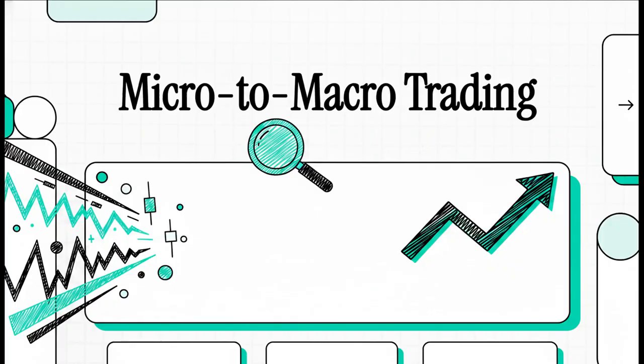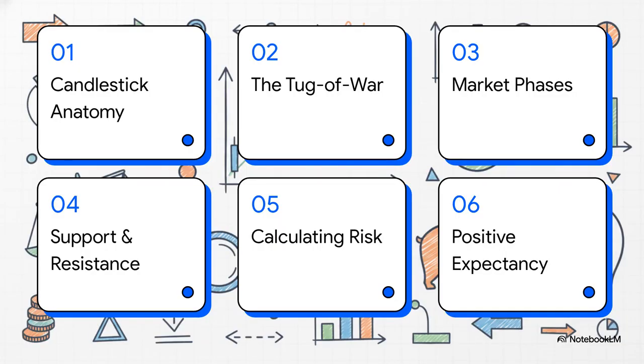Let's do this. So here's a quick roadmap for our explainer today. We're going to hit Candlestick Anatomy first, then explore the Tug-of-War, identify market phases, spot support and resistance clues, calculate trade risk, and finally look at the Positive Expectancy Formula.